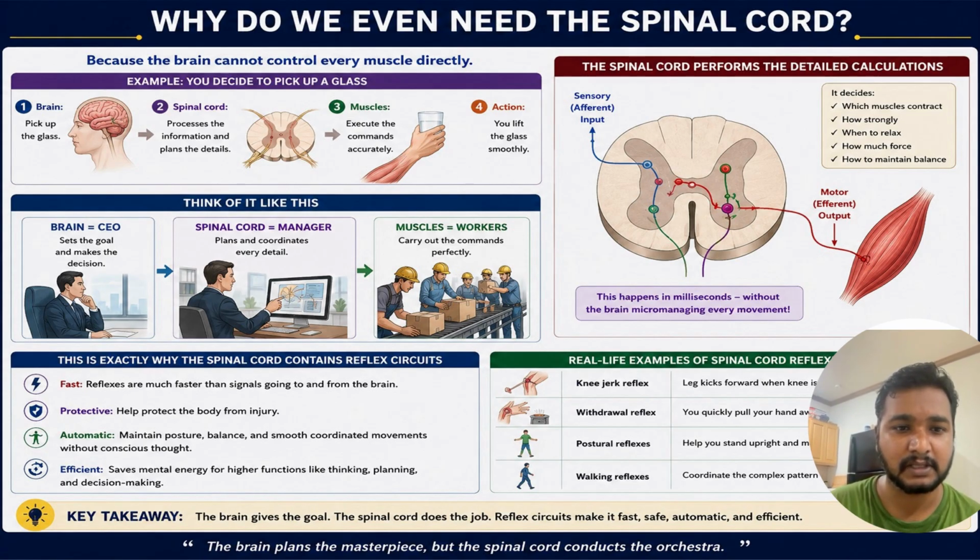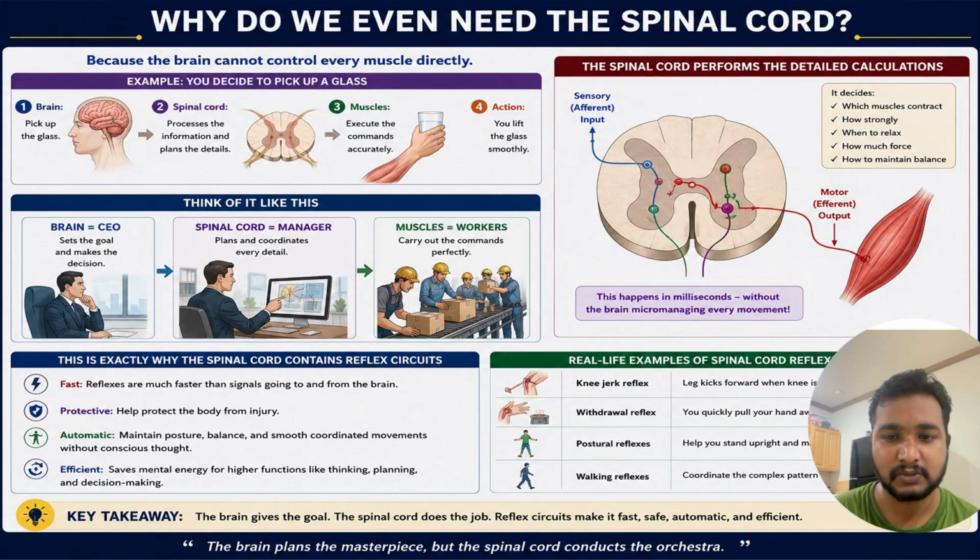Think of it like a company. The brain is the CEO. It makes the big decision. The spinal cord is the manager. It organizes the work. And the muscles are the workers that perform the action. The spinal cord also contains reflex circuits. These allow your body to react in milliseconds without waiting for the brain. For example, if you touch a hot object, your hand pulls away immediately. This fast response protects your body from injury. So remember this key point. The brain gives the goal, but the spinal cord figures out how to achieve it quickly, accurately, and efficiently. Now let's see how the spinal cord is organized to perform these amazing functions.